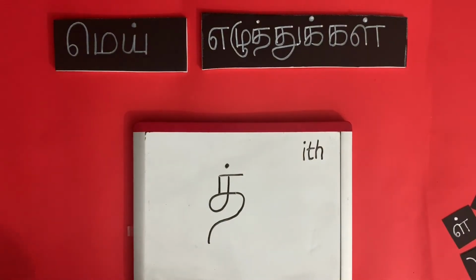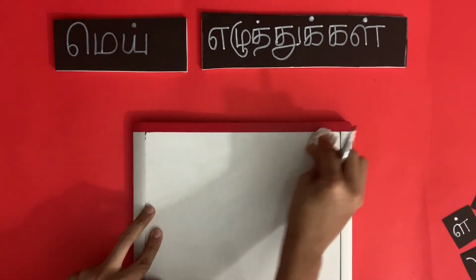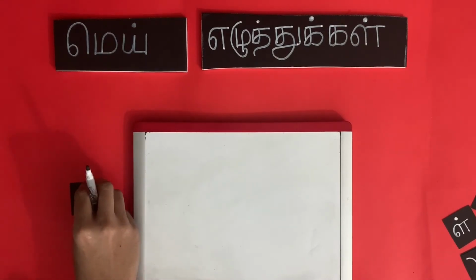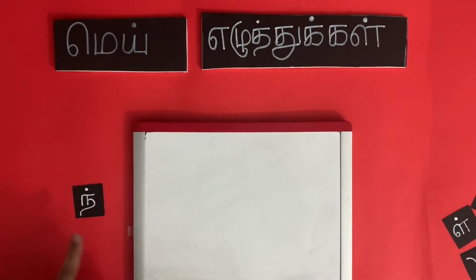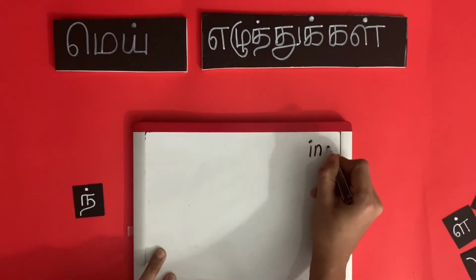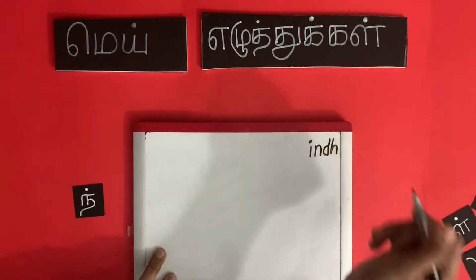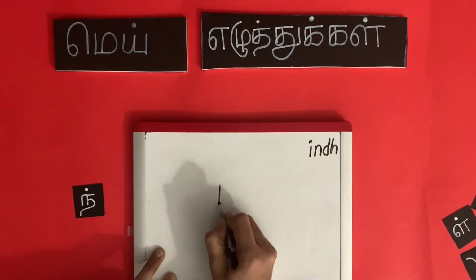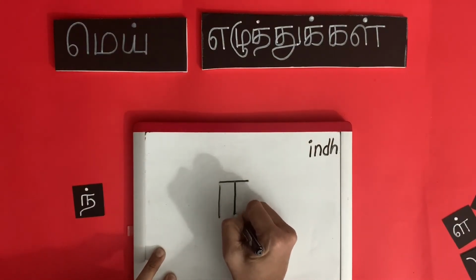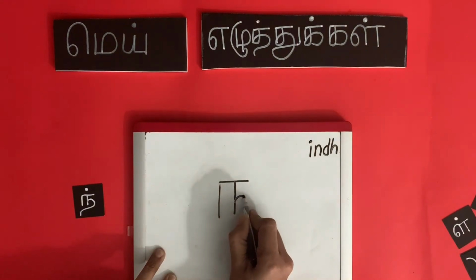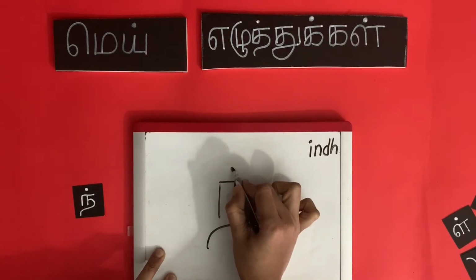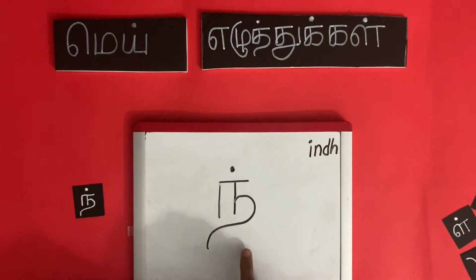The next letter is going to be ind. What is it called? The next letter is ind. E-N-D. How do you write this? Put a straight line. Put a sleeping line. Put another straight line. Then bump it and bring it down like this. And don't forget the dot. This is called ind.